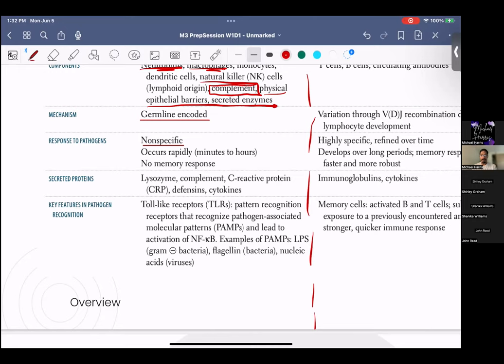Okay. So someone who has issues with the adaptive immunity gets recurrent infections. And this is why. No memory.